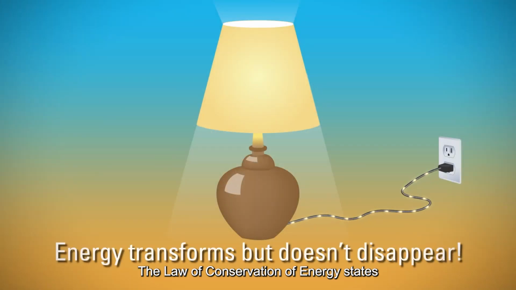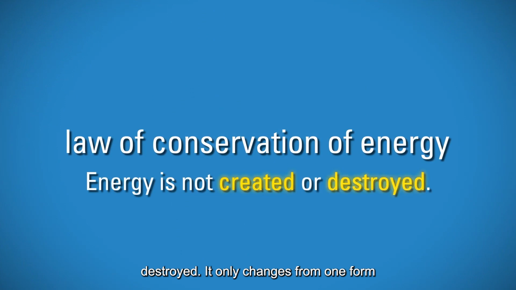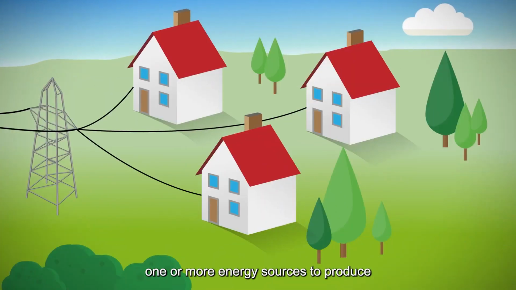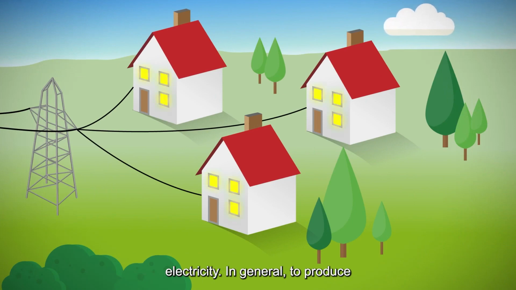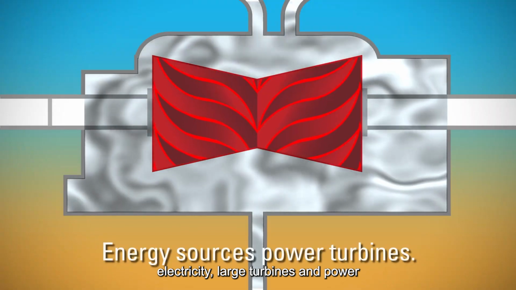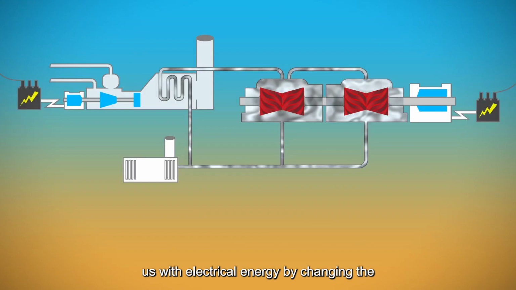The law of conservation of energy states that energy is never created or destroyed, it only changes from one form to another. For this purpose, they use one or more energy sources to produce electricity. In general, to produce electricity, large turbines and power plants must move so that they can provide us with electrical energy by changing the form of energy. Types of electricity generation methods.